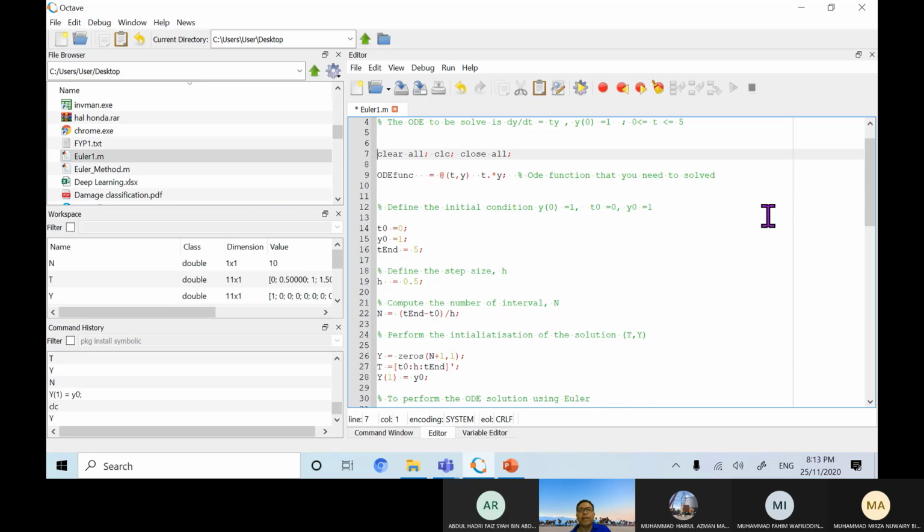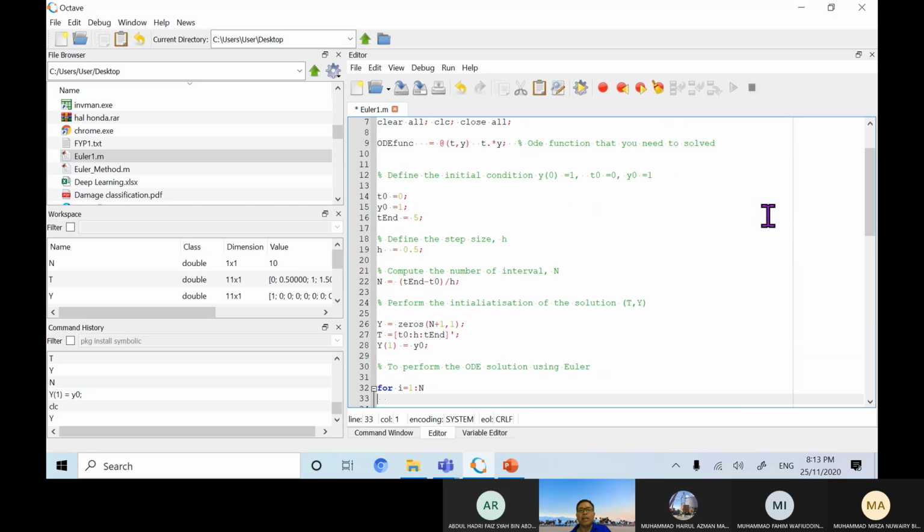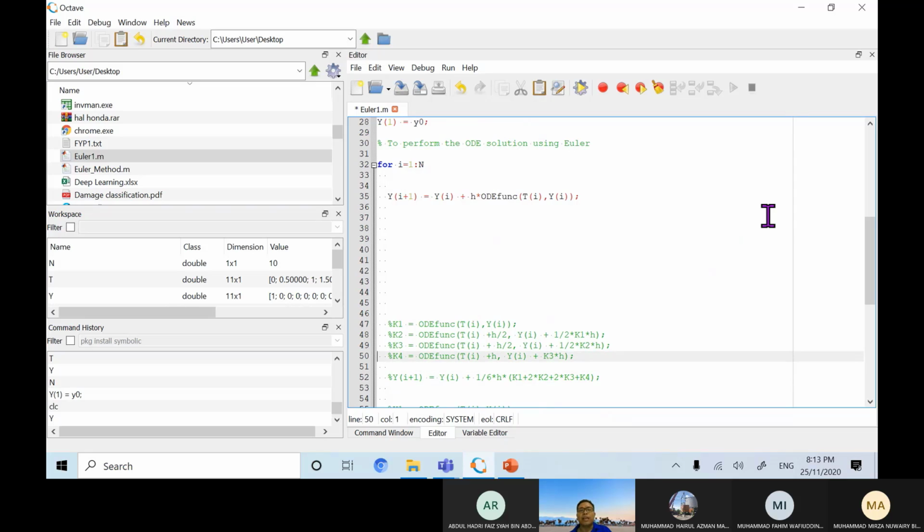Okay, so kalau you dah define dekat sini, then we can try to run it. So saya akan try run. So saya naikkan ni.